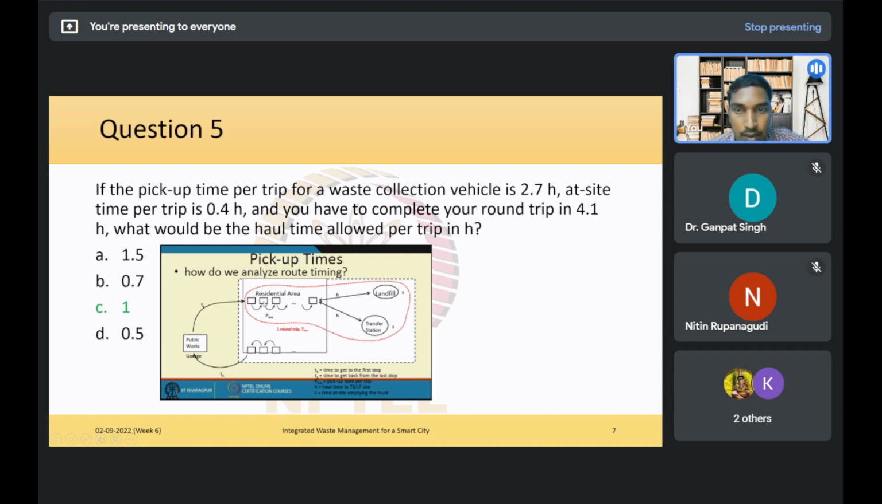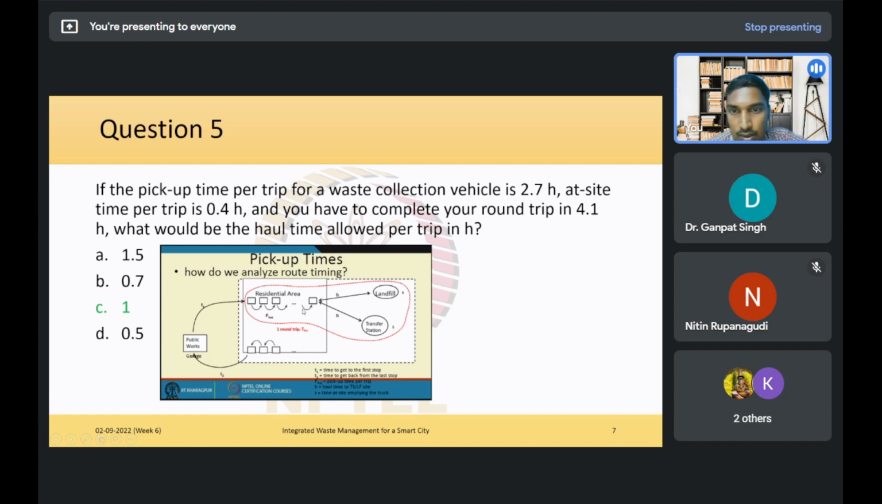And then there are multiple houses in this area, so it takes some time to collect the waste from each of these houses, right? We have to go to each house, and at each house it takes some time to get the waste into the truck. So the sum of all these times spent in collecting the waste from all the houses is called the pickup time. We call this P, right? So it is the sum of all these individual times spent at each house.